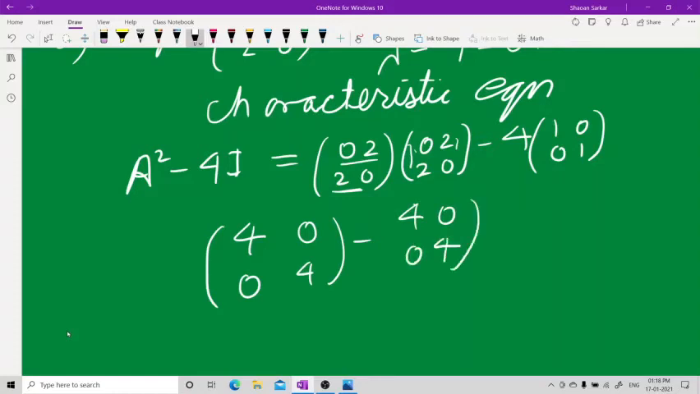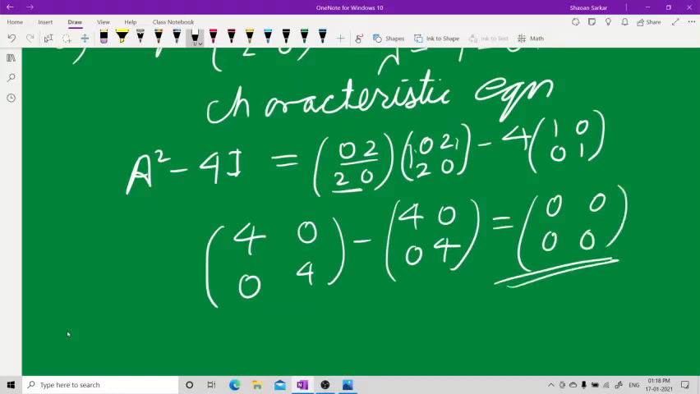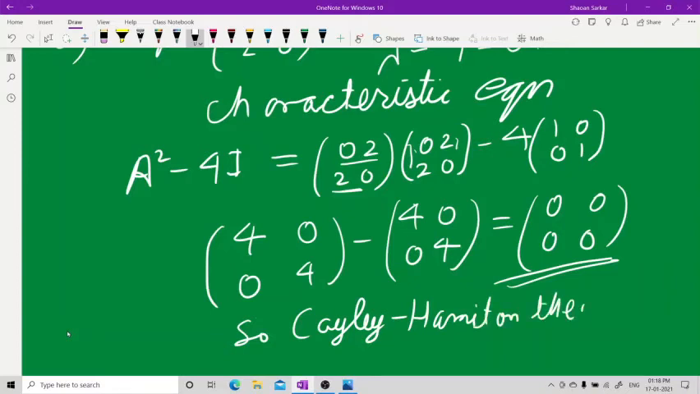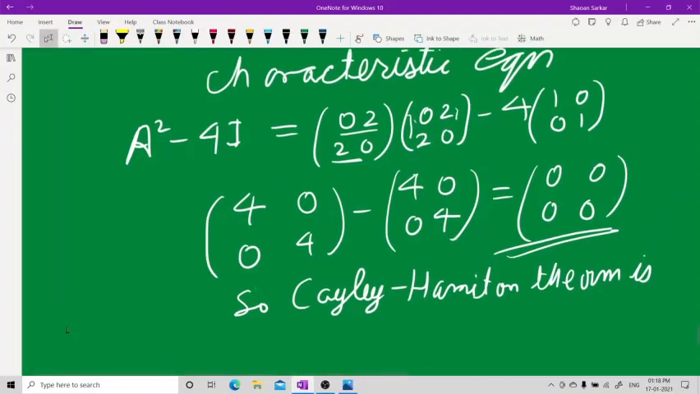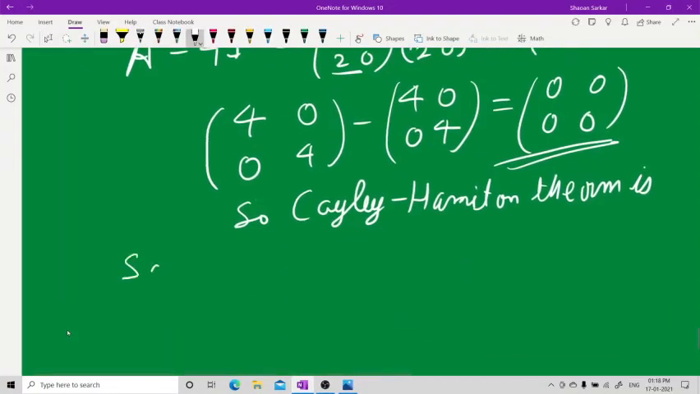I know I told you how to subtract matrices. This will become 0 0 0 0. So I got a null matrix and the Cayley-Hamilton theorem is satisfied. So the Cayley-Hamilton theorem is satisfied.